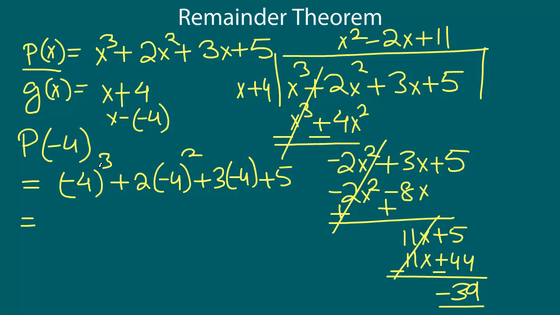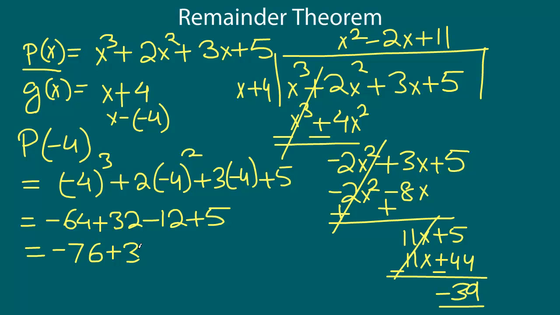So minus 4 cube will be minus 4 times minus 4 times minus 4. So it will be minus 64. Minus 4 times minus 4 is plus 16. This will be plus 32. This will be minus 12 plus 5. Or we have, let's consolidate the negative terms. So if we add these two, we will get minus 76, I believe, yeah. And if we add these two, we will get plus 37. So we have 76 minus 37. So we will get 39, minus 39.